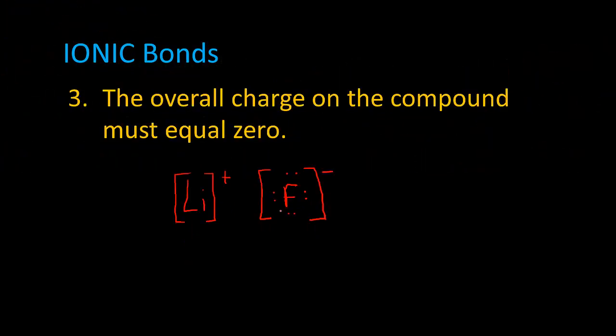The third step is the overall charge on the compound must equal 0. So lithium has a +1 charge, and fluorine has a -1 charge. So 1 minus 1 equals 0. So we're good there.